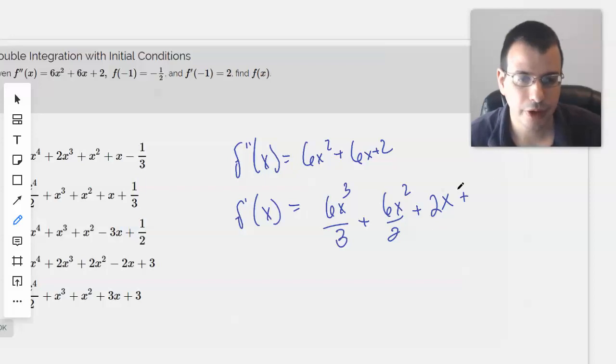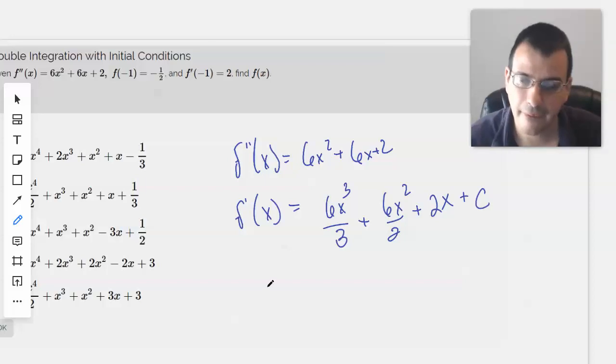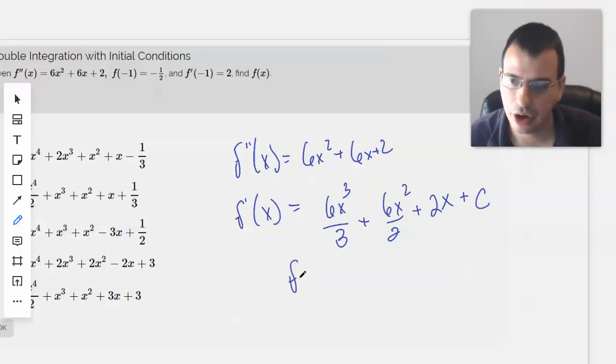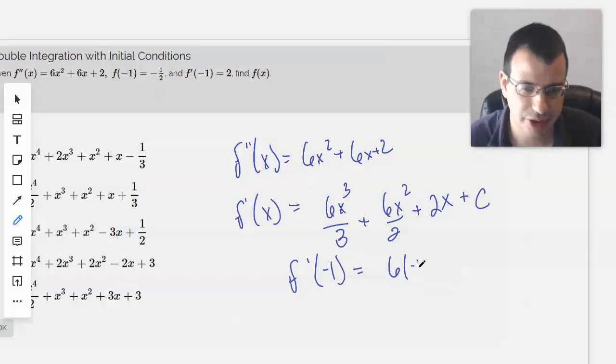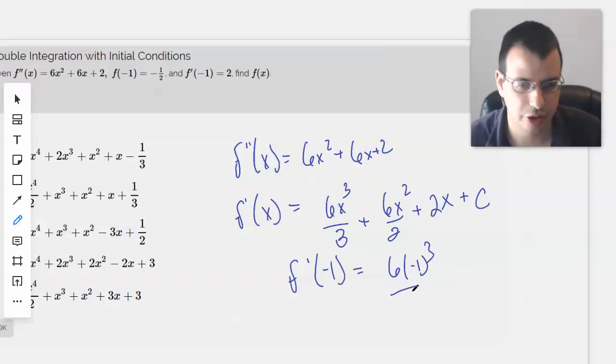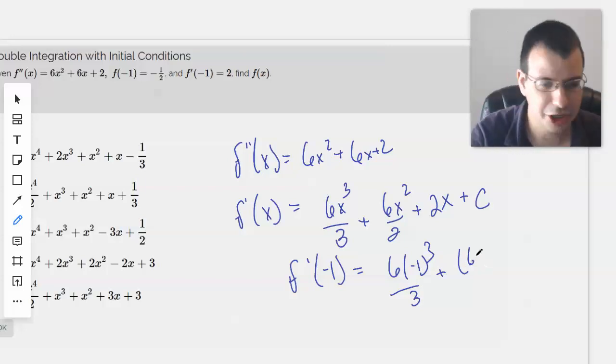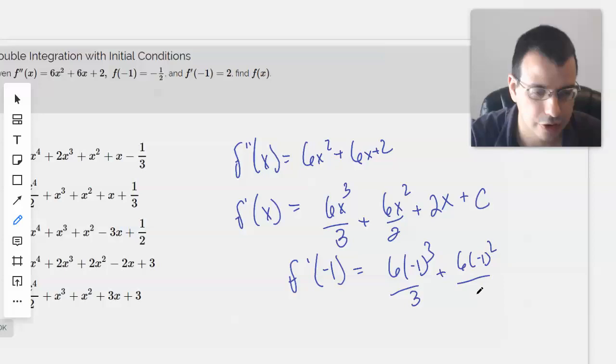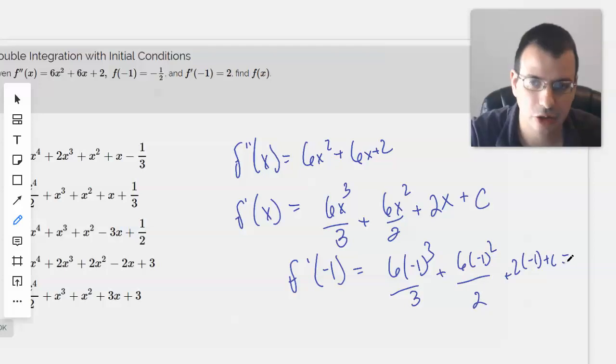Plus c. But now we also know that f prime of negative 1, which would be 6 times negative 1 to the third over 3, plus 6 times negative 1 squared over 2, plus 2 times negative 1 plus c equals 2.